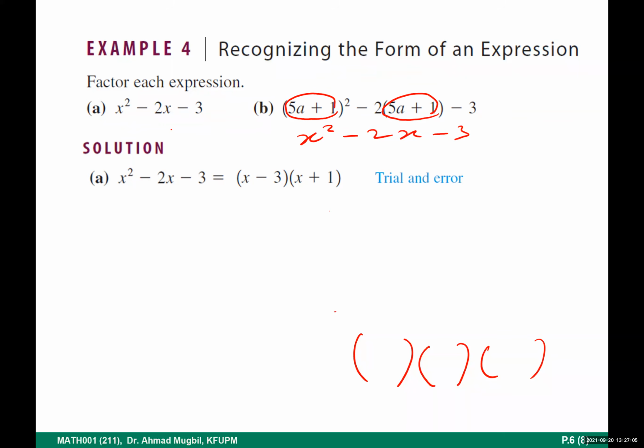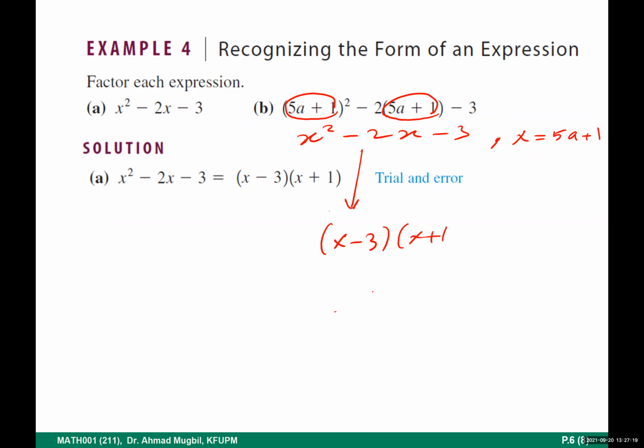And here we are, it is the same. So to solve this one, you have to mention here what is x. What is your x? 5a plus 1. Now this will be what? x minus 3 times x plus 1.